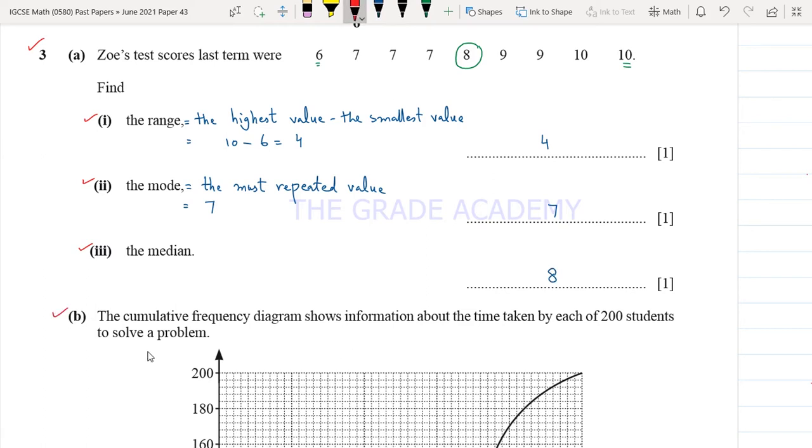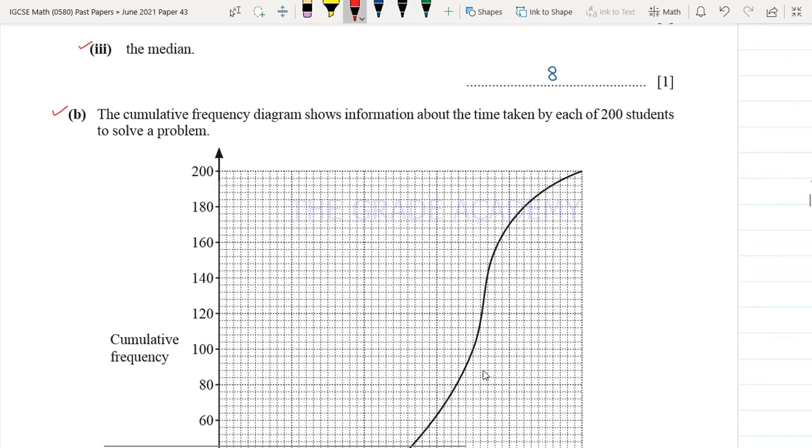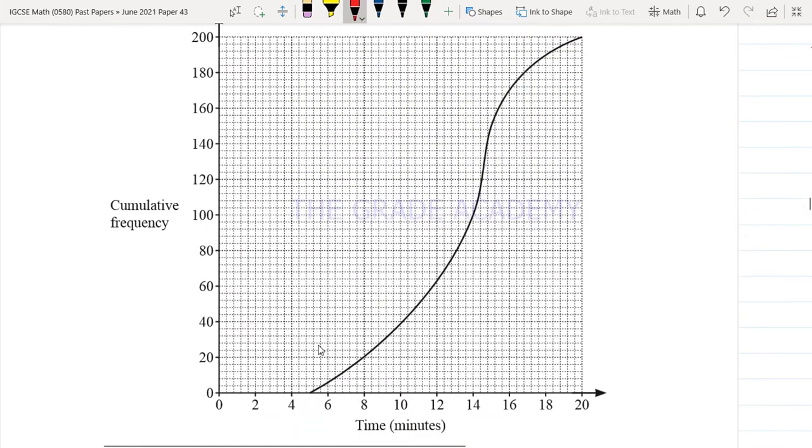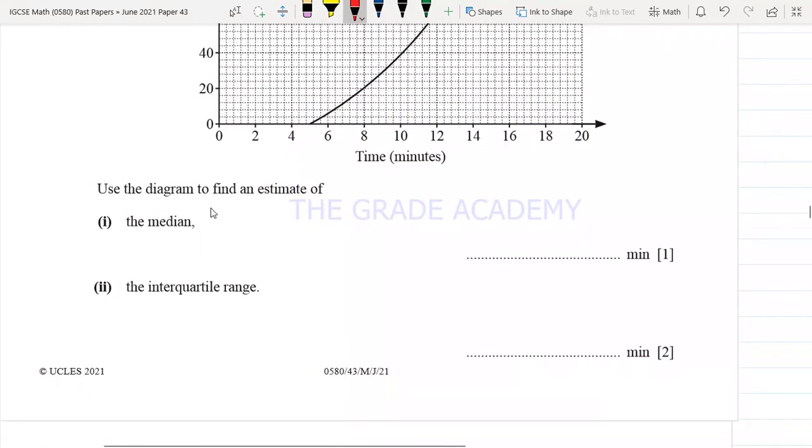Okay, now let's do part B of this question. The cumulative frequency diagram shows information about the time taken by each of 200 students to solve a problem. So here we are given a cumulative frequency diagram. From this cumulative frequency diagram, we have to find an estimate of the median and the interquartile range.